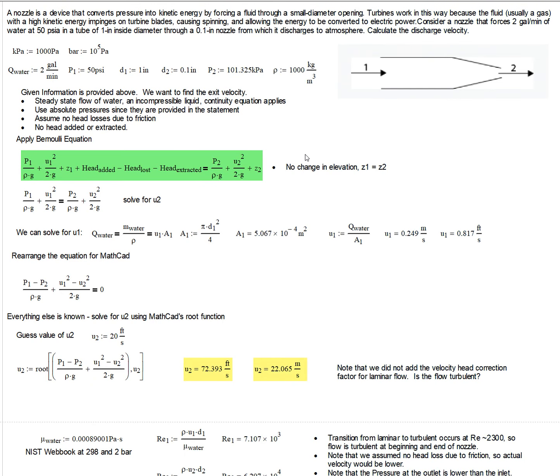So this problem illustrates how pressure energy at position 1 is converted to kinetic energy, and that is exactly what our Bernoulli equation predicts.